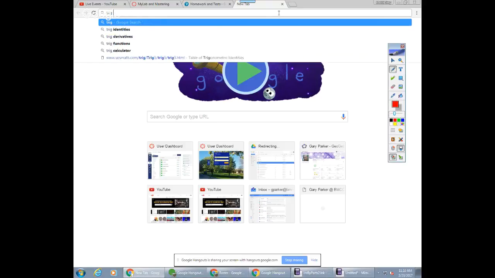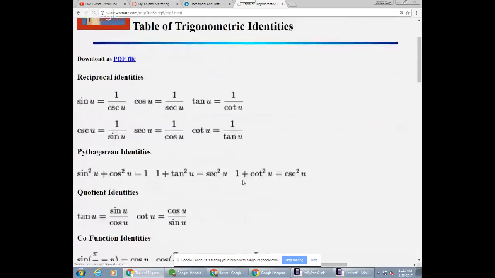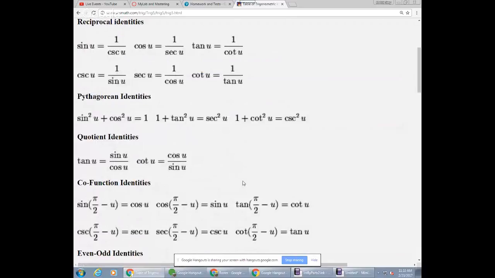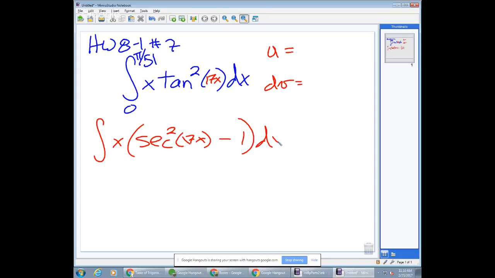Let's see, trig identities. It is secant squared minus 1. Okay, so I think that's what I would go for here. So we'll rewrite this as the integral, I'm going to ignore the boundaries for a moment, of x times the secant squared of 17x minus 1 dx. And so that will get broken into two integrals where I distribute the x.